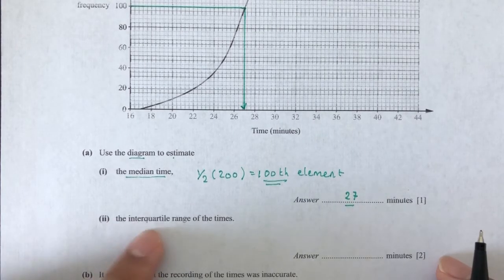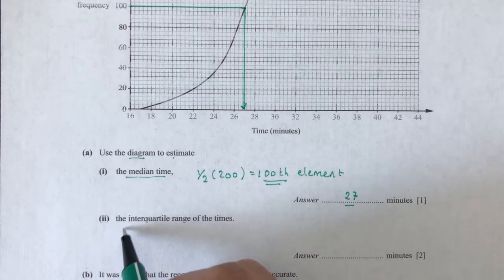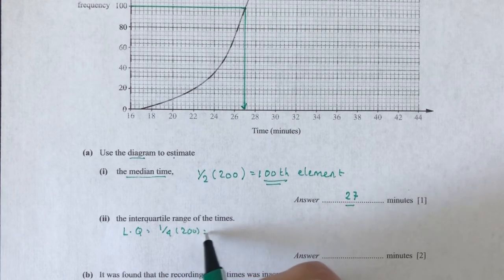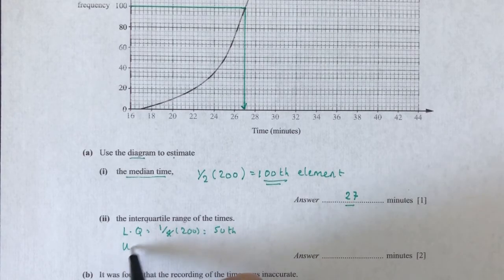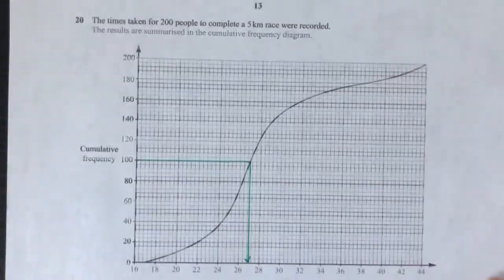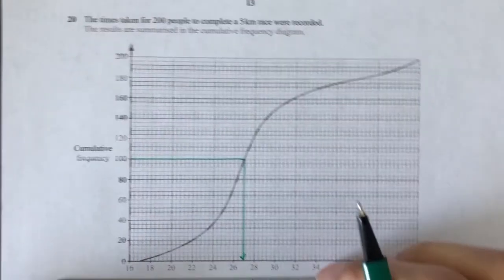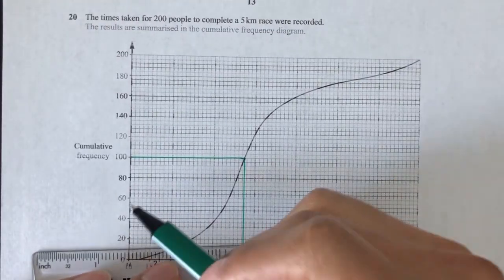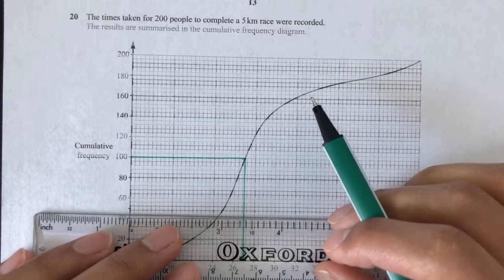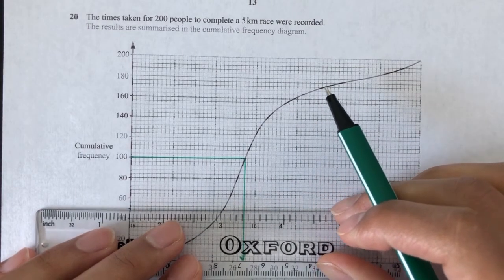Estimate the interquartile range for the time. So the lower quartile will be 1 over 4 times 200. That will be the 50th element. And the upper quartile will be 3 over 4 times 200. That will be the 150th element. So let's find that. The lower quartile will be the 50th element. It will be here. So we have to do 1, 2, 3, 4, 5. So midpoint is here. So that will be the 50th element on the curve.